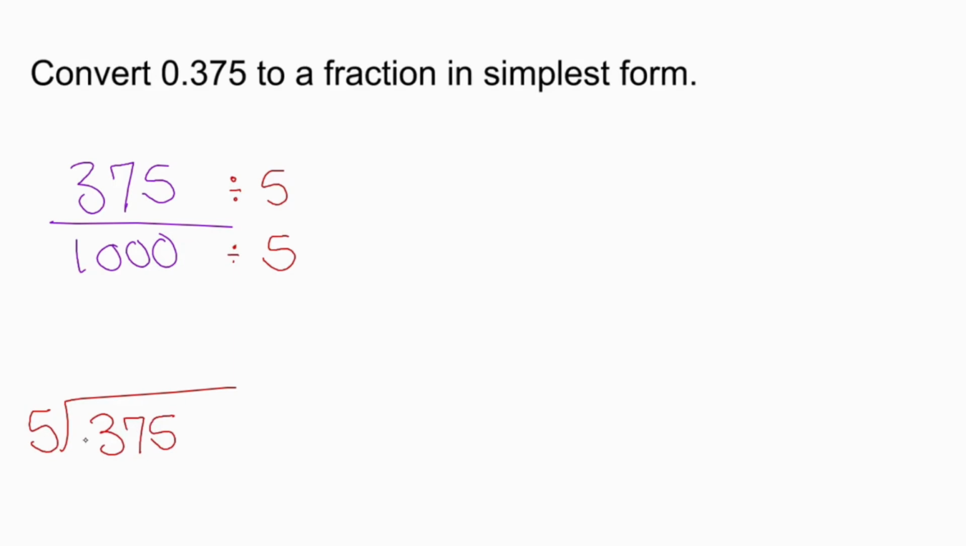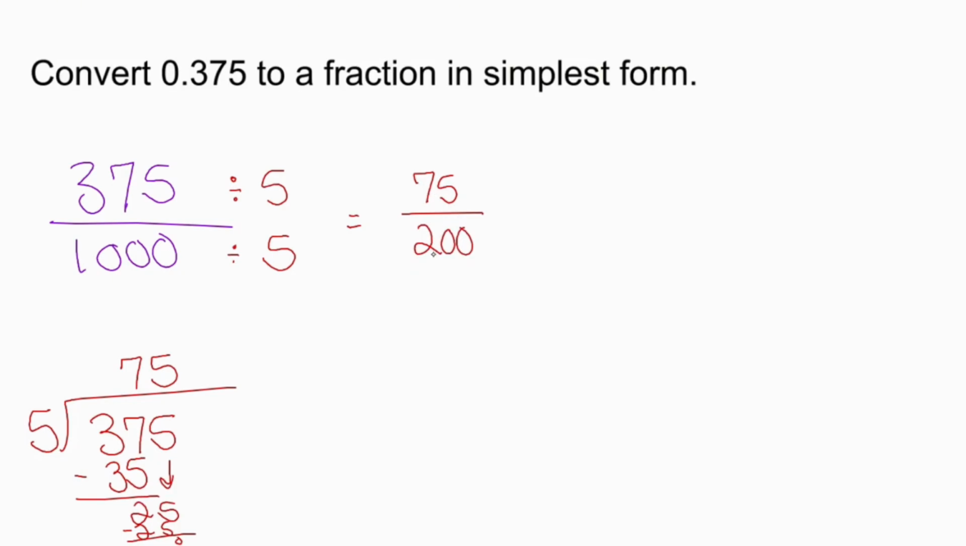So 5 doesn't go into 3, but it goes into 37 7 times. 7 times 5 is 35. Now we subtract. Drop down the 2, drop down the 5. 5 goes into 25 5 whole times. 5 times 5 is 25. Subtract, no remainder. Okay? So we end up with 75. So this is 75, and 1,000 divided by 5 is 200ths.